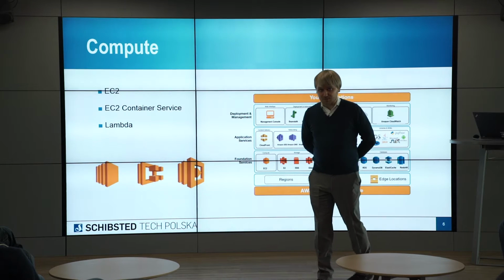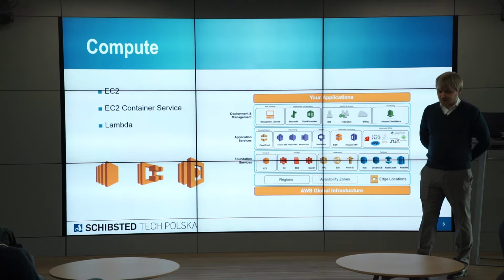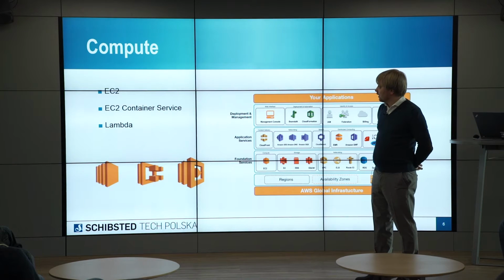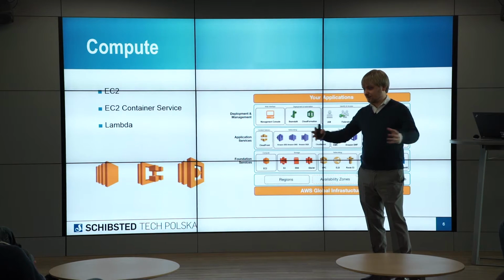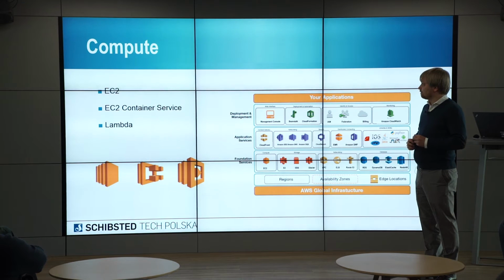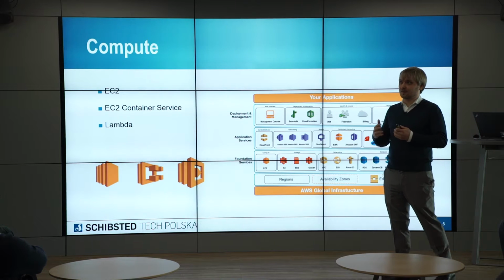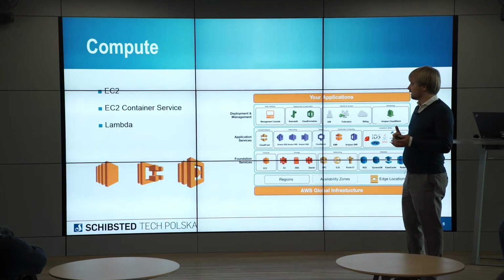Looking from the computing point of view, we have three services which provide computing power. This is EC2, Elastic Cloud Computing. Elastic Cloud Computing provides scalable, on-demand, flexible computing power, so you may adjust the computing power you need. You may think about it as some kind of virtual machines on demand in a cloud.